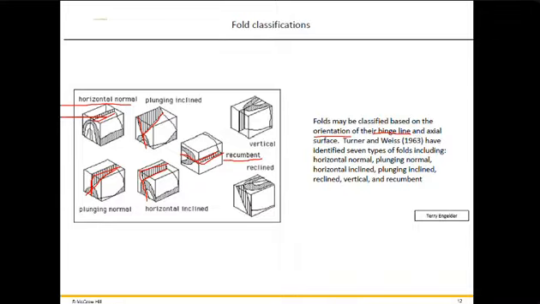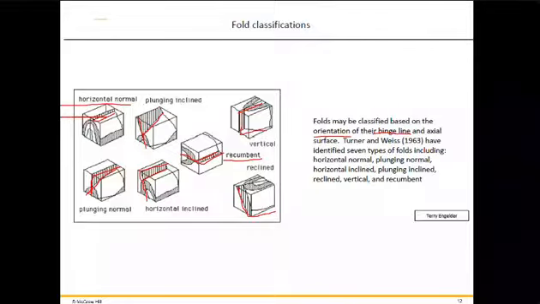And then, the axial plane could take all sorts of orientation, a reclined fold. You can see that the axial plane is overturned, and then it could be vertical. And that becomes a vertical fold. So when we think about the orientation of the hinge line and the axial surface or axial plane, we have like 7 types of folds. So this is one classification.